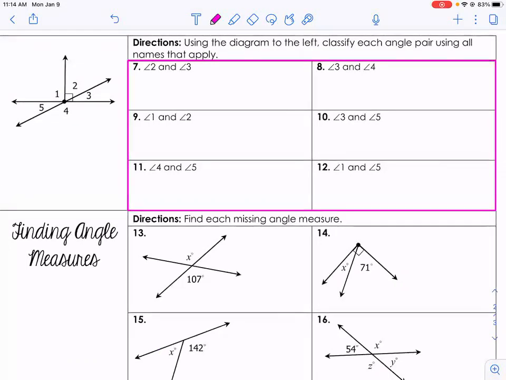Supplementary. Yeah, I agree. Supplementary. Hey, Bella. You guys have 8 as supplementary.